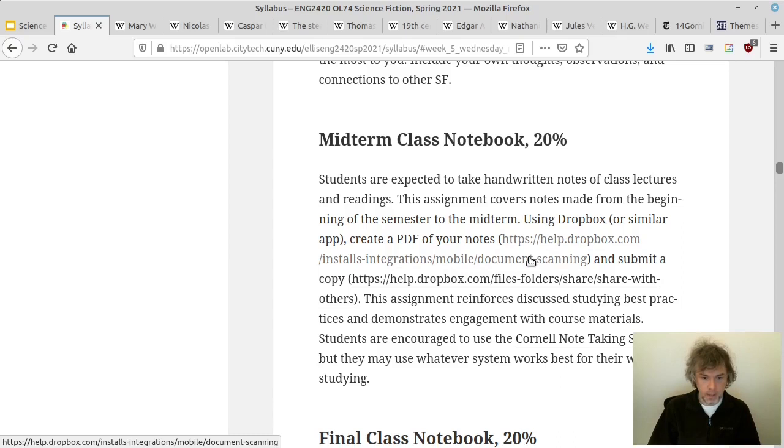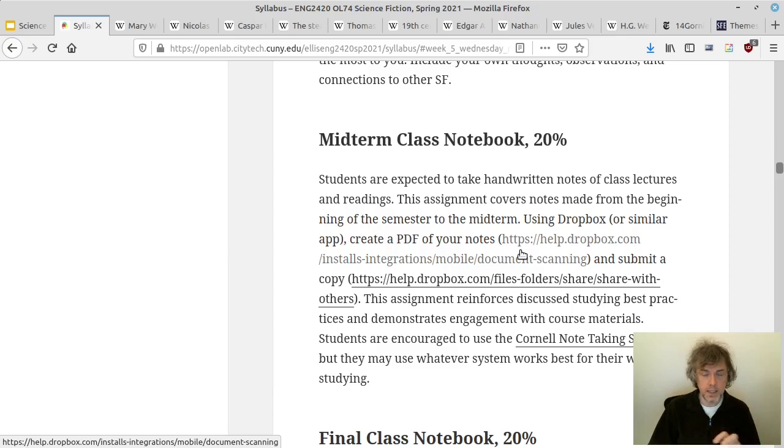And I'm going to be collecting it using a Dropbox link that I'll post on our Open Lab site that I'll show you in just a moment. Also, in addition to this, I will show you other ways that you can use to create the PDF scan of your notebook.